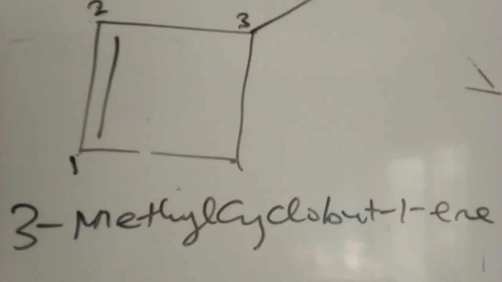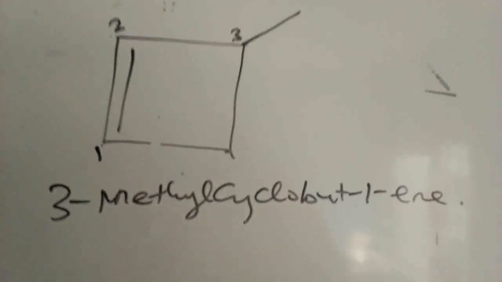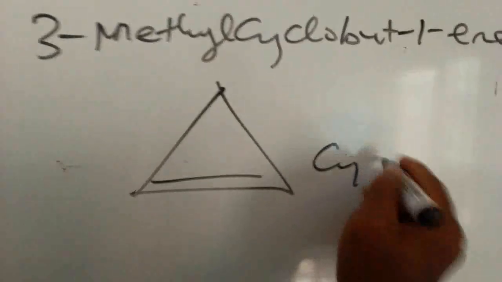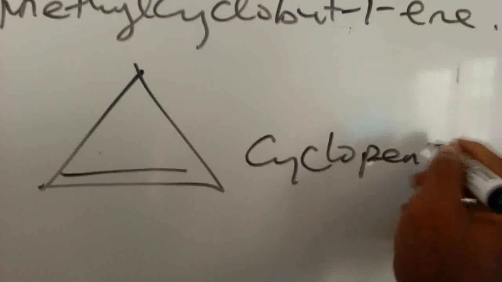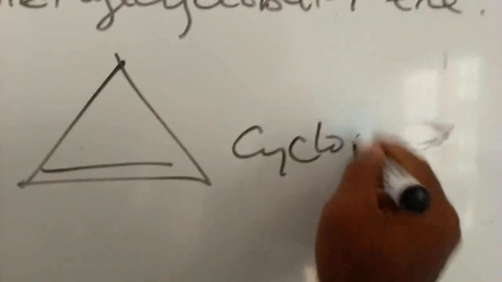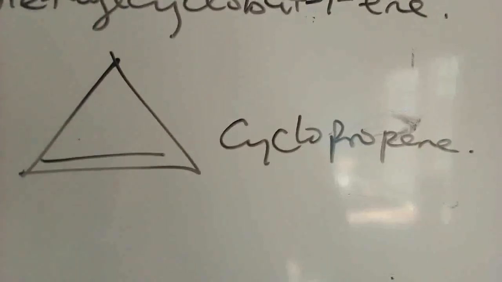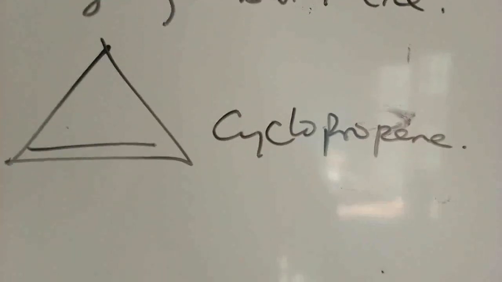So you see how to draw the structure. If I draw this triangle and put a double bond here, this is called cyclopentene. Sorry, cyclopropene. Propene, not pentene. That is it.